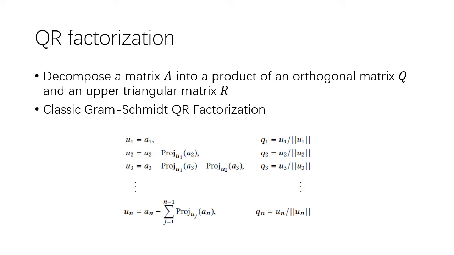QR factorization is a matrix factorization that decomposes a matrix into a product of an orthogonal matrix and an upper triangular matrix. There are typically three algorithms that can do this work, including Gram-Schmidt, Householder, and Givens rotation. In our work, we select the classic Gram-Schmidt as an example. The steps of the classic Gram-Schmidt are shown here. In short, it finds the orthogonal basis one by one. The projection is an orthogonal projection of the vector onto a unit vector. We can also obtain R during these steps.